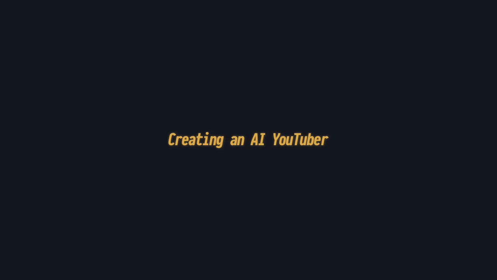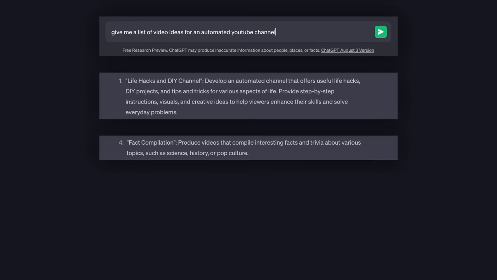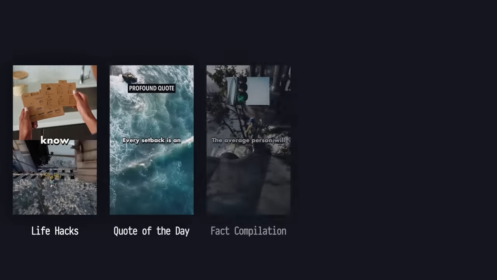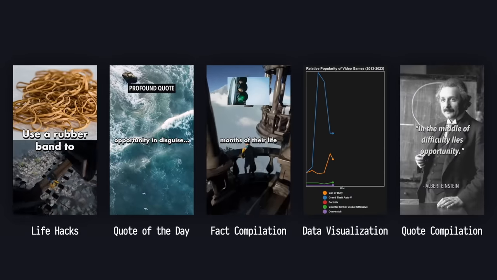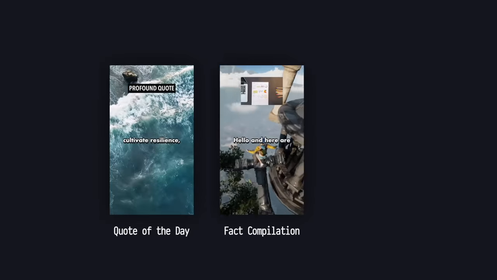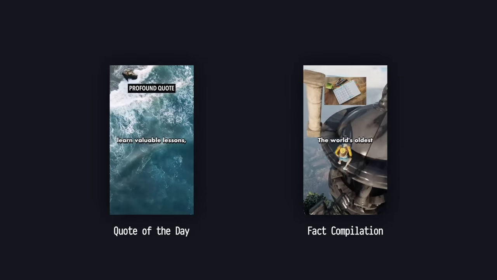I'll start by talking about the AI channel. I began by asking ChatGPT to give me a list of video ideas for an automated YouTube channel. Among those ideas were life hacks, fact compilations, quote of the day, data visualizations, and more. So I took these ideas and started experimenting with different styles of videos that I could fully automate. And after quite a bit of coding and testing, the video styles that worked best, in my opinion, were the quote of the day and random fact compilation videos.